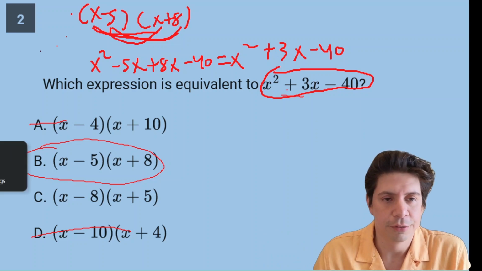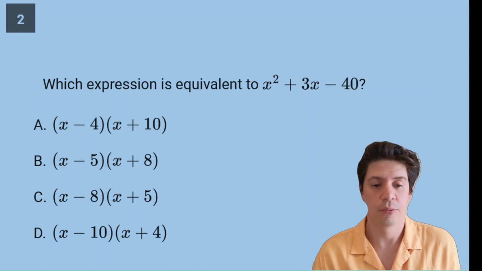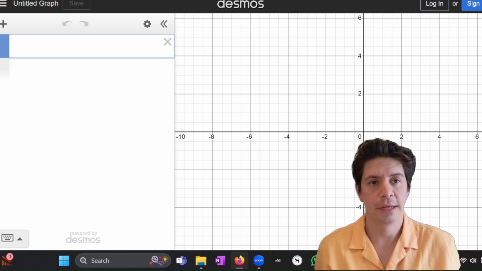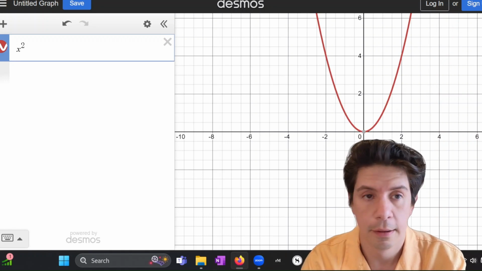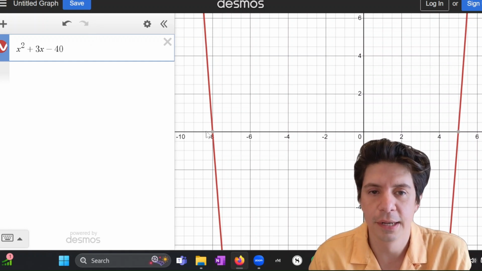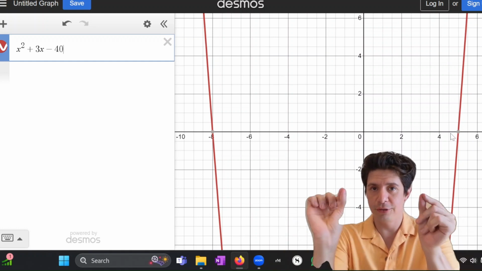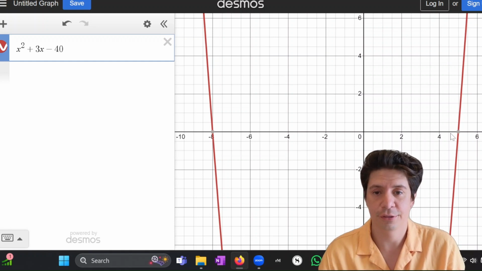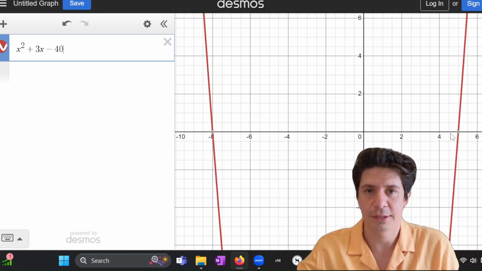The other thing you could do is plug it in to Desmos, which I'm going to do right now. So we're going to do x squared plus 3x minus 40, and then we see the solutions at negative 8 and positive 5, and then the solutions are just the negative of what we have in the answer, so it would get us back to x minus 5, x plus 8, okay?